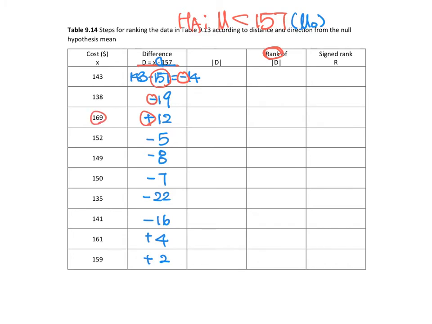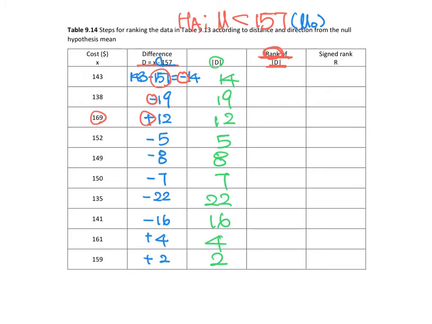But in the next column, we don't need the sign, so I just take the absolute value of the difference: 14, 19, 12, 5, 8, 7, 22, 16, 4, and 2. Then we rank the absolute values. After we ignore the sign, we just rank.